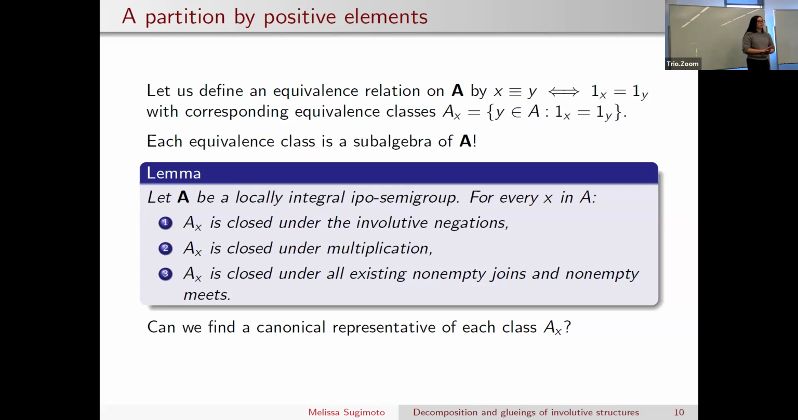And so all we've got to do now, and I say all we've got to do, this is a small lie, but the next thing we want to do is find some kind of canonical representative for the equivalence classes Ax. Some way of indexing these equivalence classes.